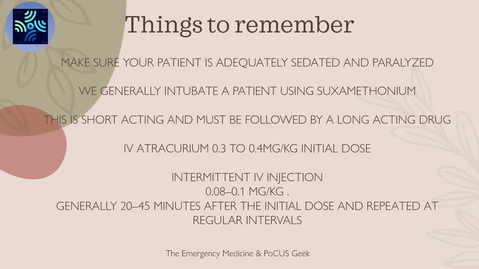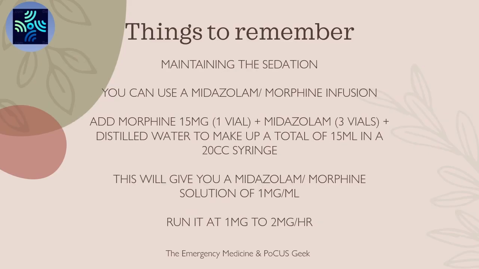Maintaining the sedation is also important. You can use a midazolam and morphine infusion. Add morphine 15 mg, 1 vial, plus midazolam 15 mg, 3 vials, plus distilled water to make up a total of 15 milliliters in a 20 cubic centimeters syringe. This will give you a midazolam plus morphine solution of 1 mg per milliliter. Run it at 1 mg to 2 mg per hour.